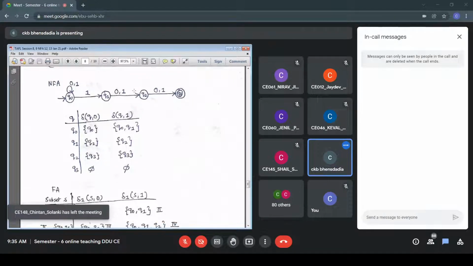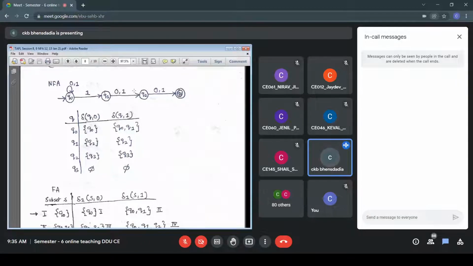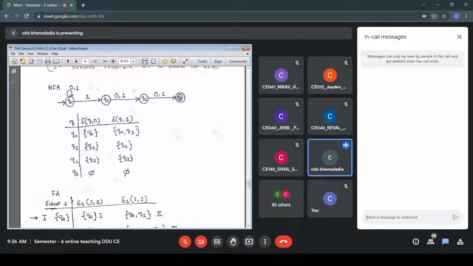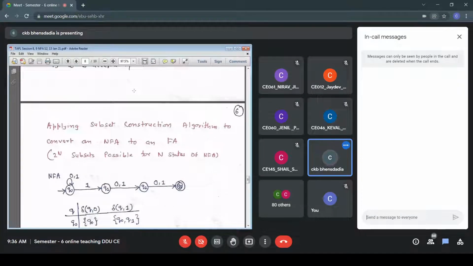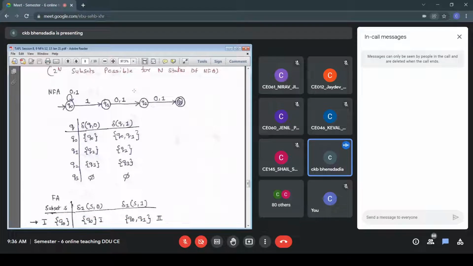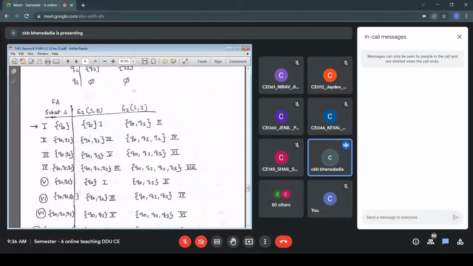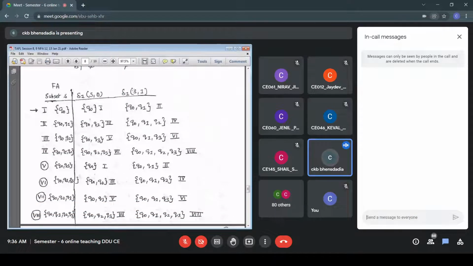We have these columns in the deterministic FA: one is subset S, then delta 1 S0, delta 1 S1. In the subset construction algorithm, for every subset there is a unique state in the equivalent deterministic FA. A rule of thumb is to copy the first row, Q0, the first row of the NFA. This one we copied. And then subsequently for each subset, we define the transitions.